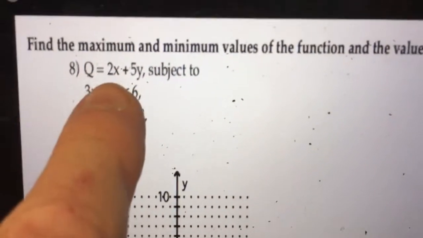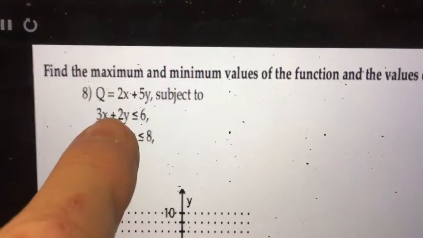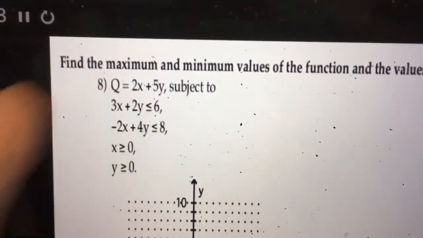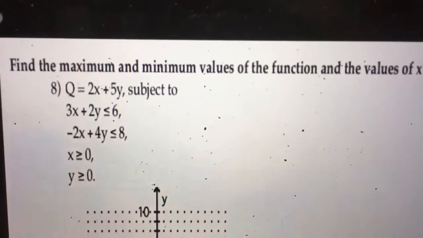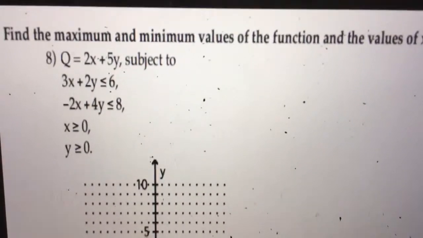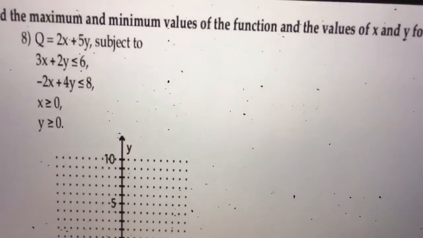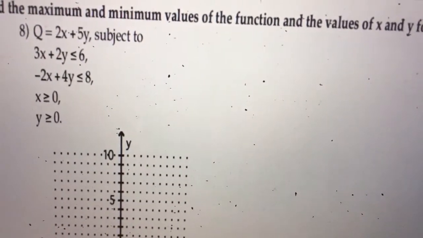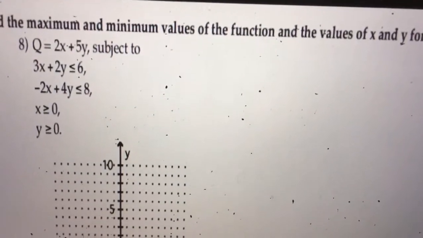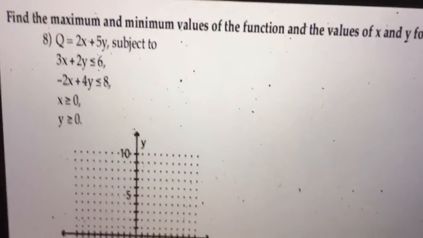Now we've got this one here, our equation that we're going to maximize and minimize, subject to all of these constraints. So these bottom 4 are our constraints, and the Q equation is the one that we're going to maximize and minimize subject to the constraints. So the first thing we have to do is plot these constraint lines. Then we're going to take the constraint lines and find the vertices where they intersect. And after that, we're going to plug in the vertices into the objective equation to try to find out which one gives the maximum and the minimum.